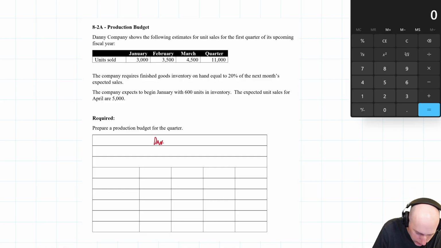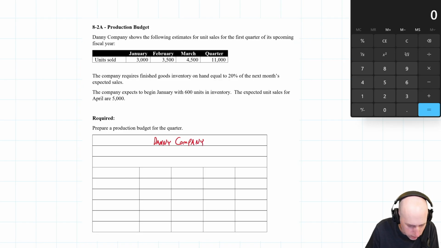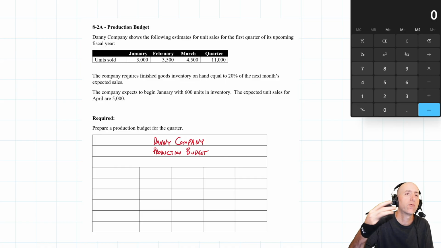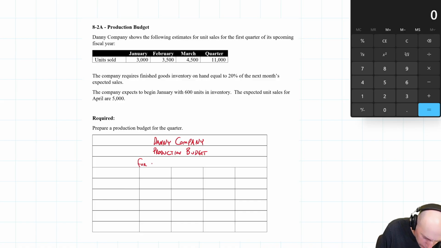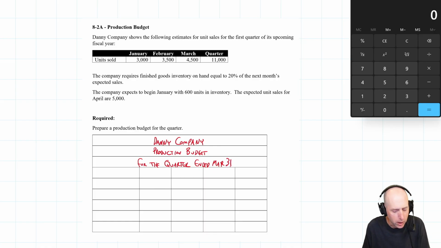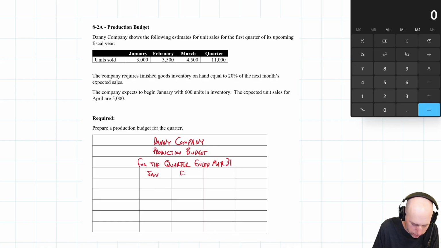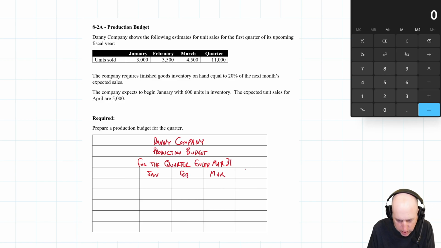Name of the company, three-line title, Danny Company. Name of the budget we're making. This is a production budget. And this gets dated for the month, for the year, in this case, for the quarter. For the quarter ended March 31st. Okay, and then our headings are just the months, January, February, March, and our totals column. It's not really a total, it's a for the quarter column, and we'll explain that as we go.